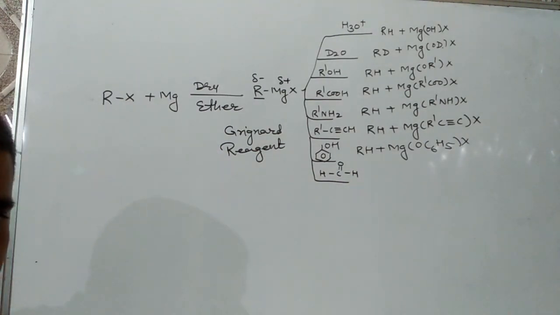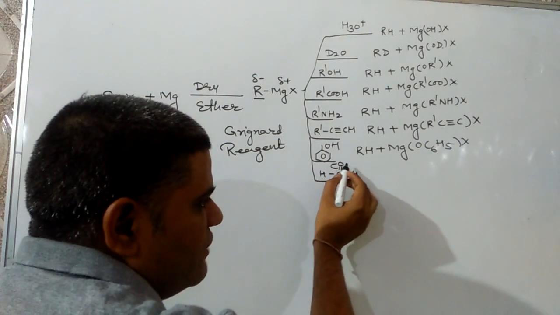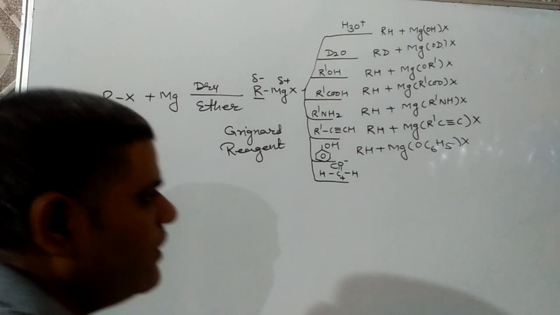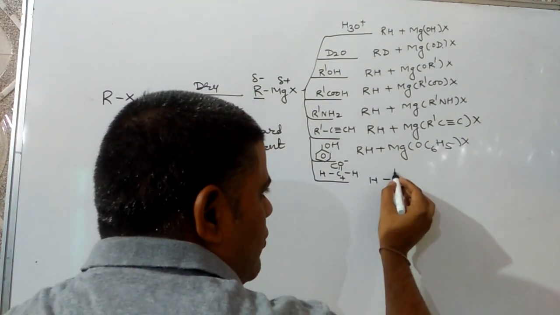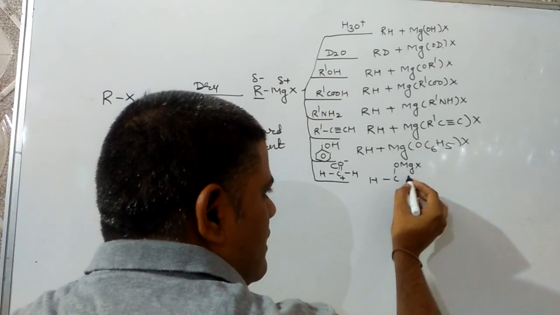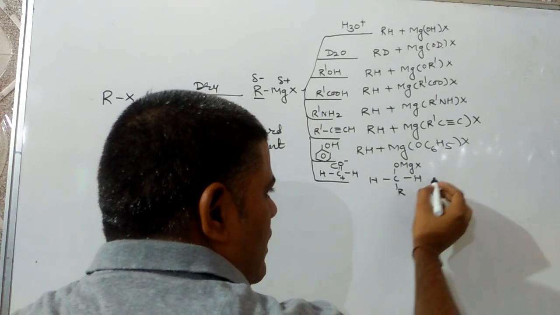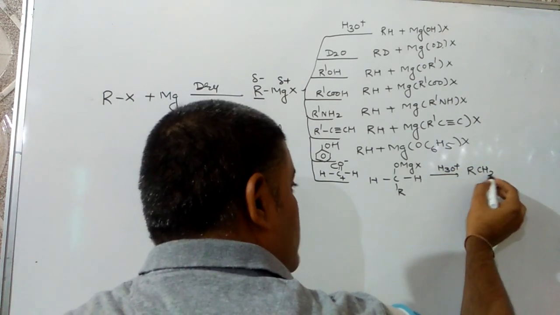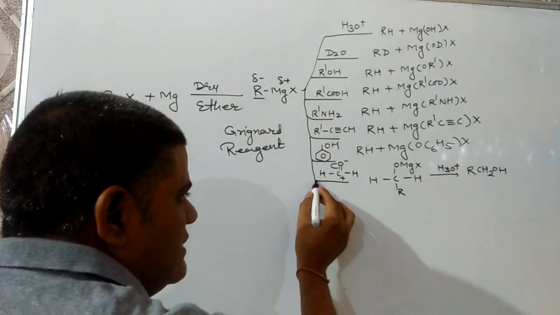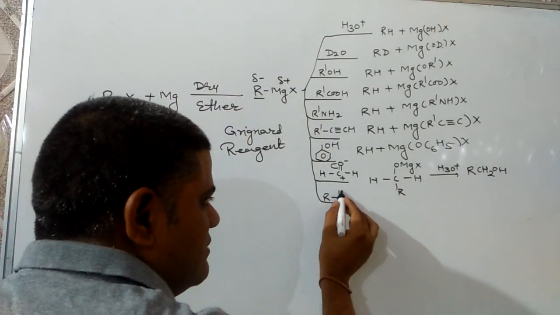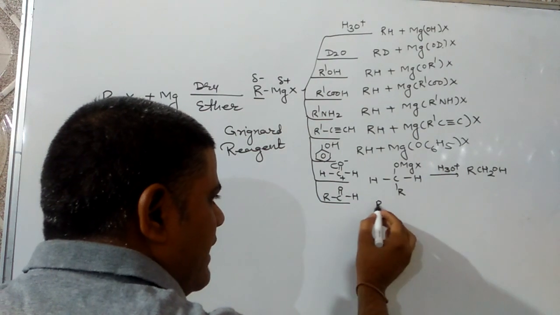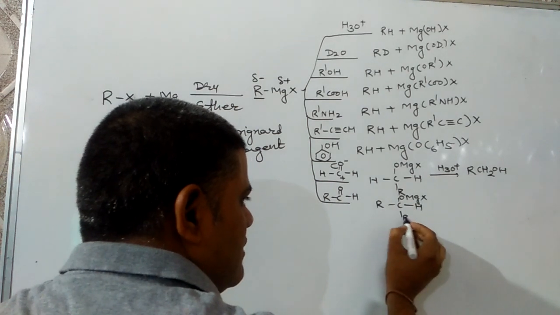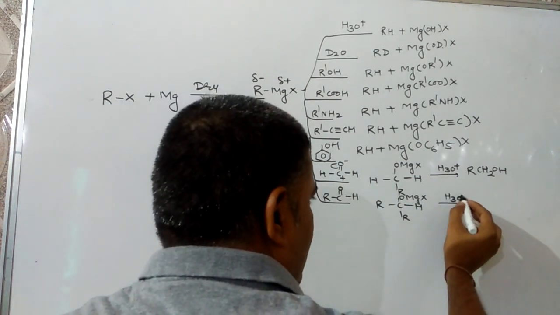First case, formaldehyde. Here the electromeric effect will take place, due to which oxygen should have negative charge and carbon should have positive charge. So addition will take place by adding negative on positive and positive on negative. First, an addition compound is formed, which on hydrolysis will give you primary alcohol. Formaldehyde will produce primary alcohol. For any other aldehyde, the product will be secondary alcohol. Same way we can show the addition. The product formed will be a secondary alcohol.